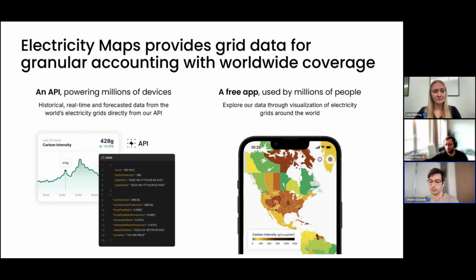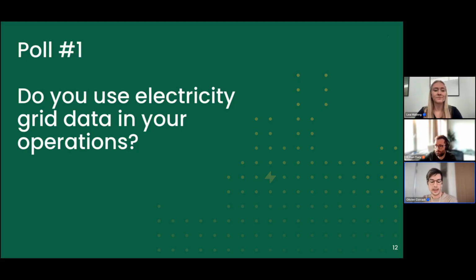One is through an API, which is powering accounting systems, smart devices, and so on, and through an app which is used now by millions of people, that is freely accessible, where you can explore this data and build for yourself an intuition about how these carbon emissions are varying over time.